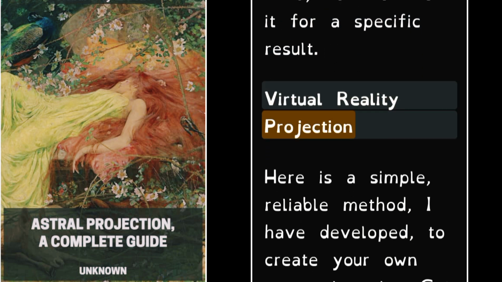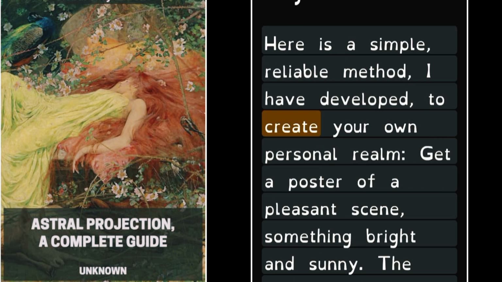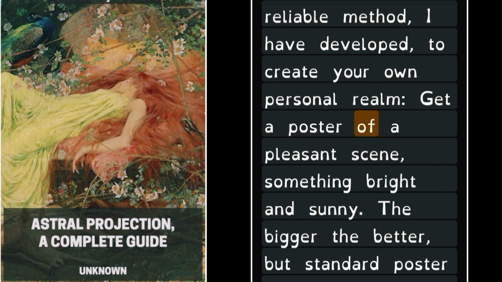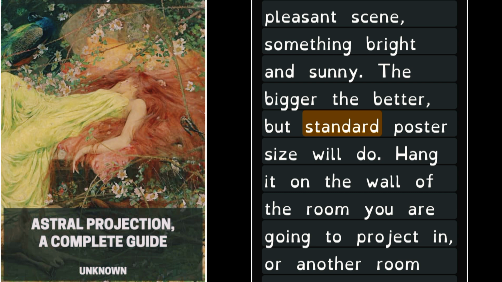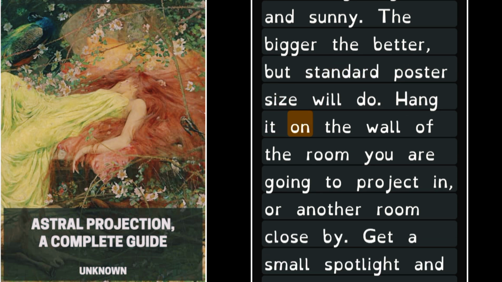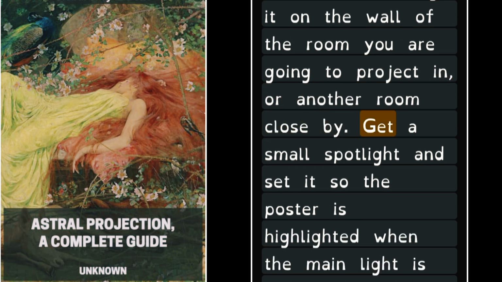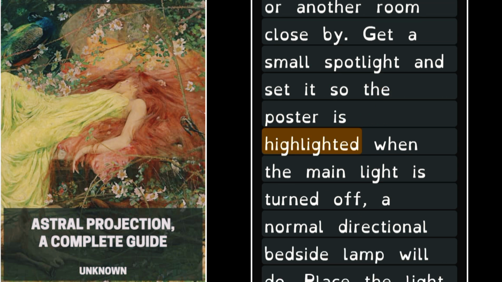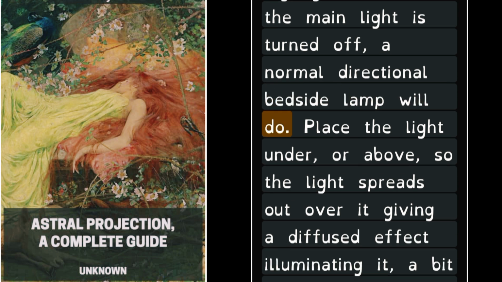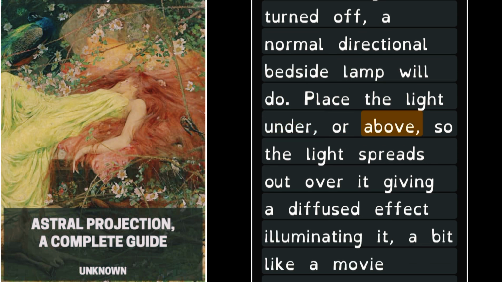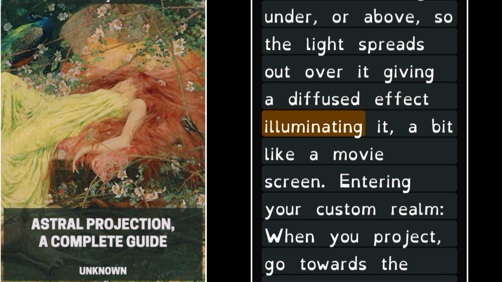Virtual reality projection. Here is a simple, reliable method I have developed to create your own personal realm. Get a poster of a pleasant scene, something bright and sunny. The bigger the better, but standard poster size will do. Hang it on the wall of the room you are going to project in, or another room close by. Get a small spotlight and set it so the poster is highlighted when the main light is turned off. A normal directional bedside lamp will do. Place the lights under or above, so the light spreads out over it, giving a diffused effect, illuminating it.